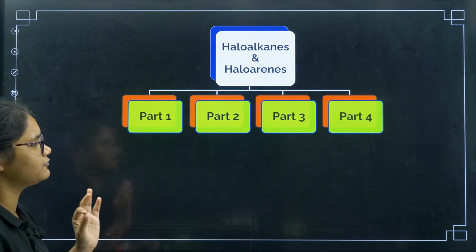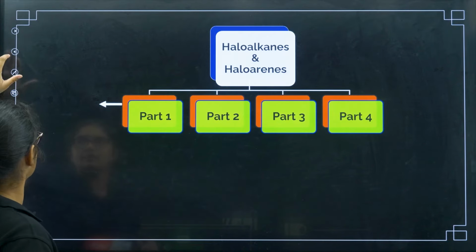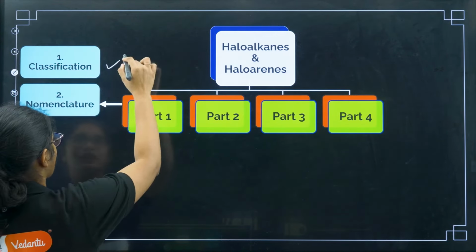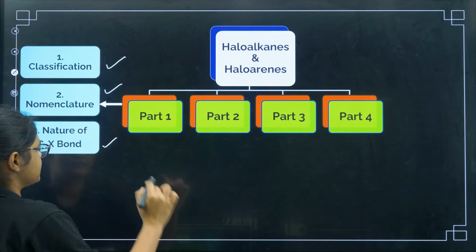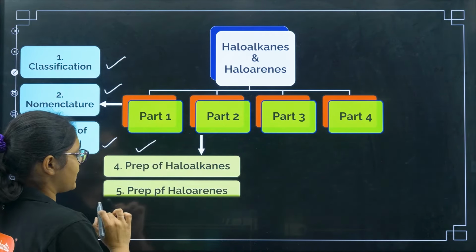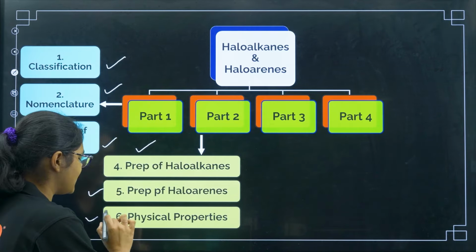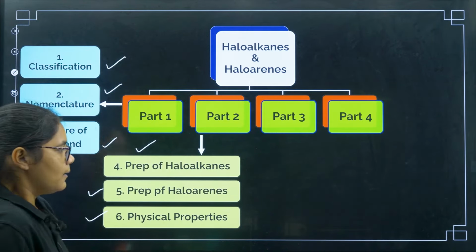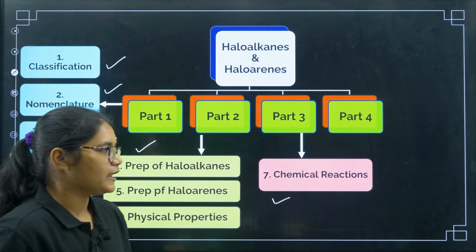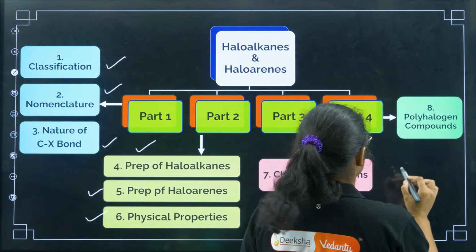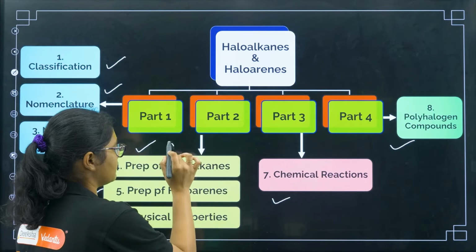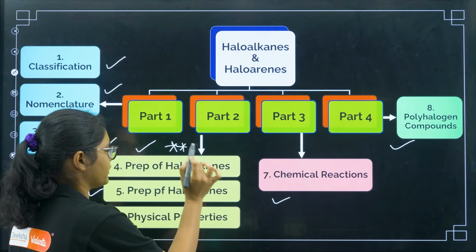As I told you, I have already discussed how we are going to approach this chapter in the first part. We are dividing it into 4 parts. In part 1, we have already covered classification, nomenclature and nature of C-X bond. In part 2, we are going to cover preparation of haloalkanes, preparation of haloarenes and physical properties. In part 3, we are going to do chemical reactions of both haloalkanes and haloarenes, and in part 4 we are going to do polyhalogen compounds, okay. So today we are in this part, one of the very important topics.